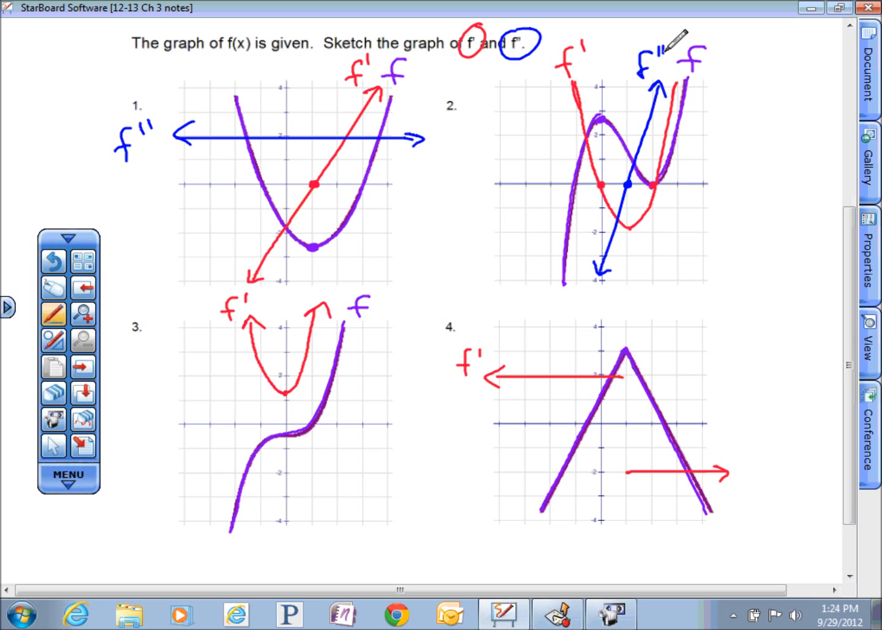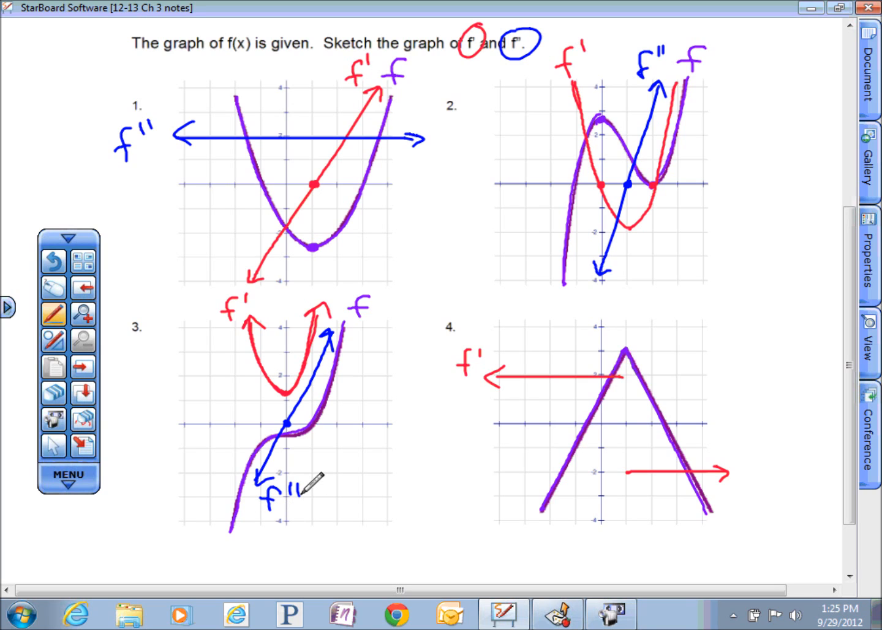Problem number 3, this time the red function has one relative minimum, so that means that my second derivative is going to hit the x-axis at x equals 0. And here's something that's kind of interesting. Well, we'll come back to that in a second. So now this red parabola is decreasing and then increasing, which means my second derivative would have to be negative and then positive. There's my f double prime.